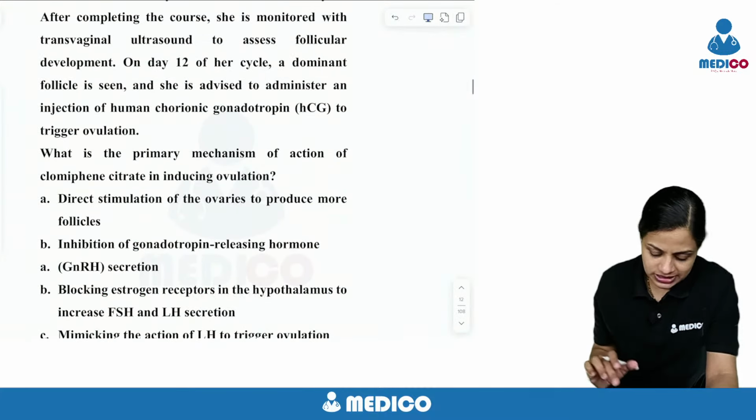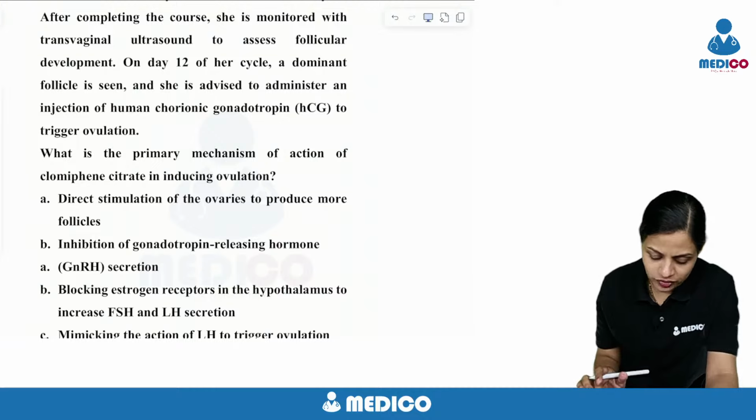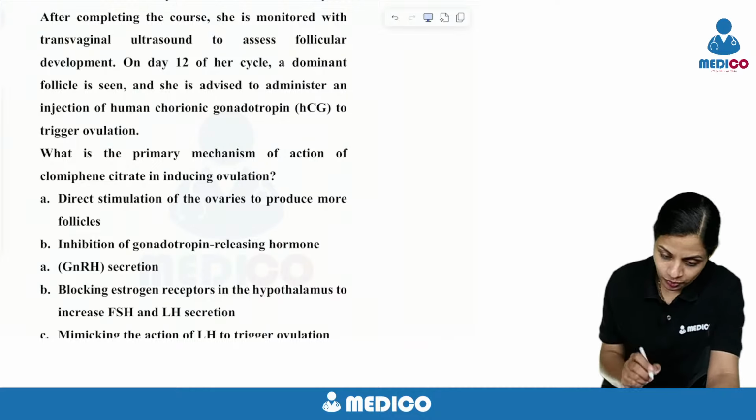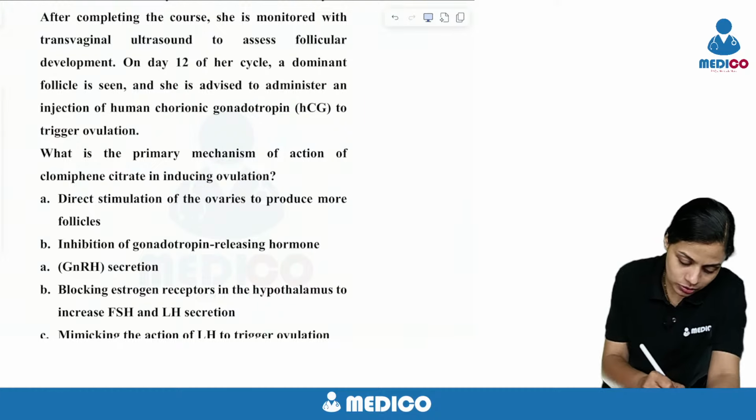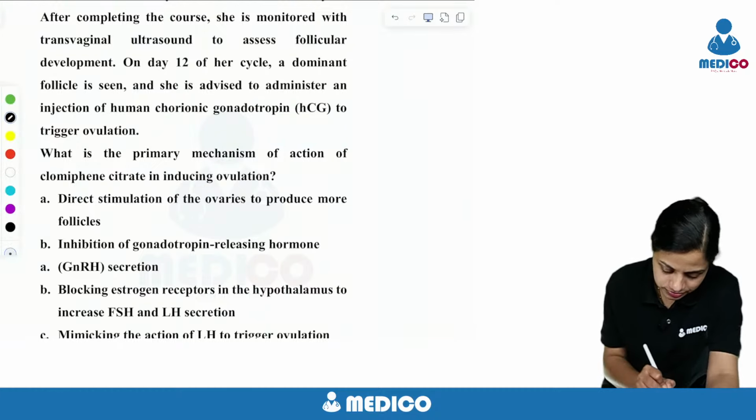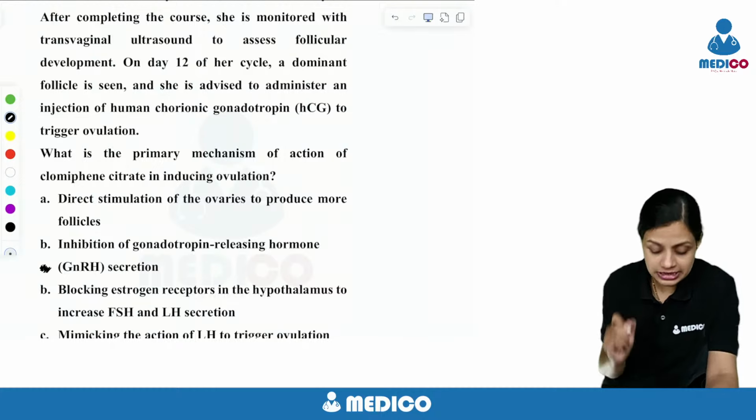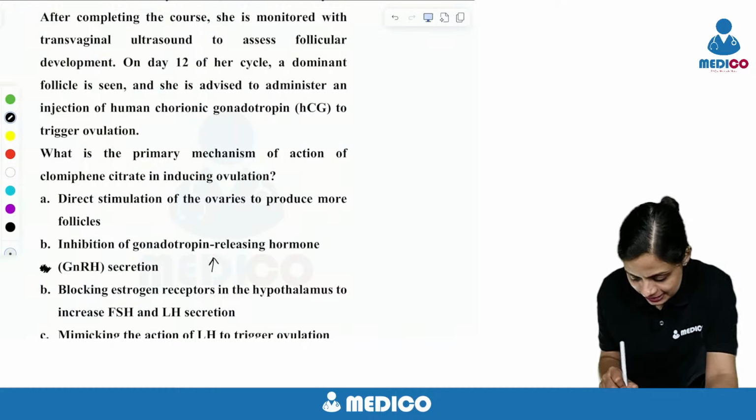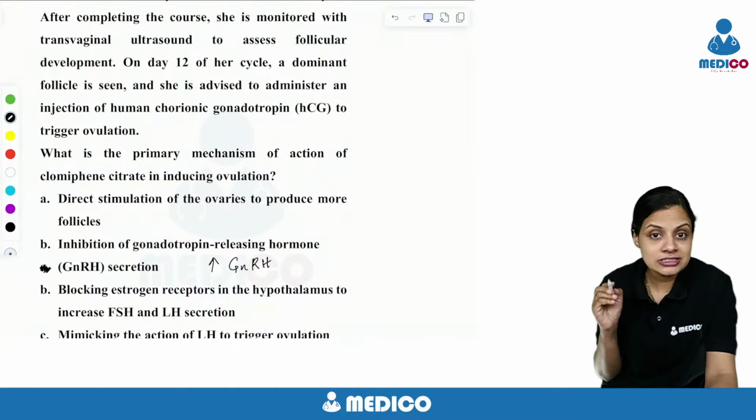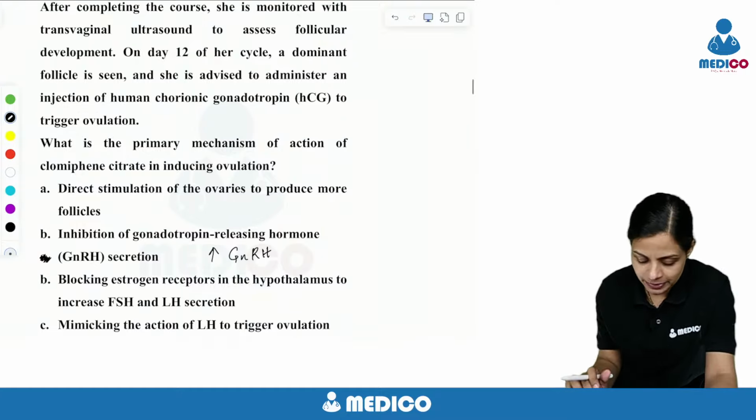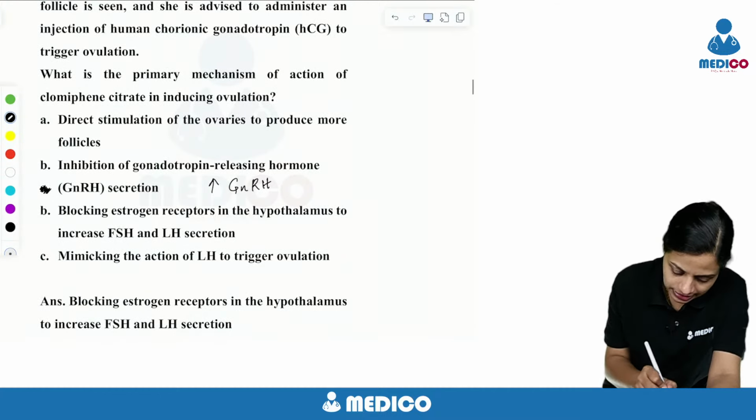Let us look at the choices. Direct stimulation of the ovaries to produce more follicles? No. Does it inhibit GnRH secretion? No. In fact, what is it that it does? It does not decrease, but it increases the GnRH secretion by blocking the negative feedback effect of estrogen.